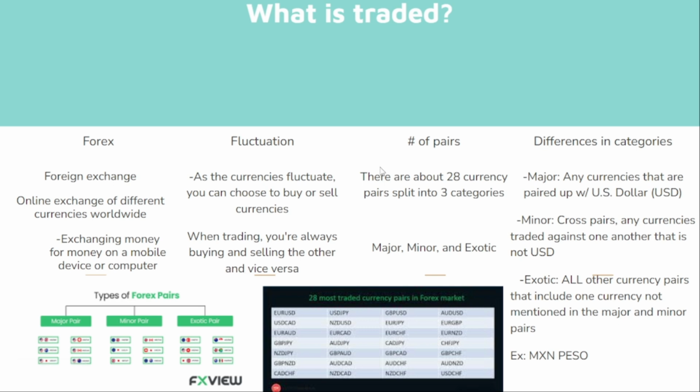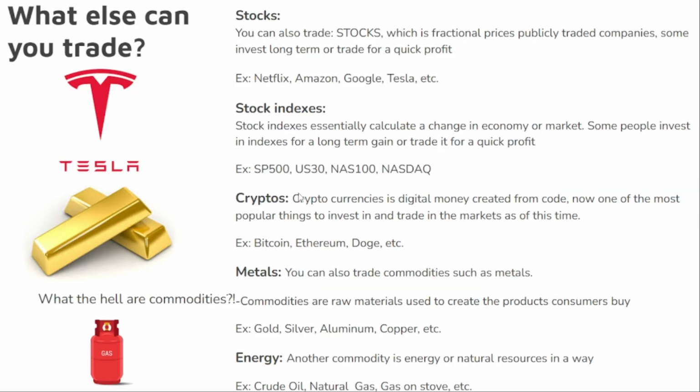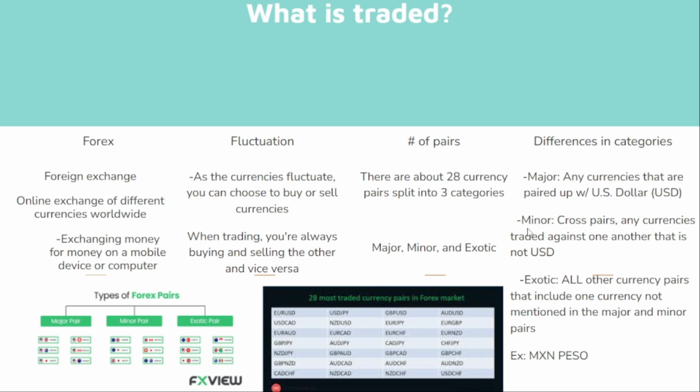And in forex, the number of pairs, because they call them pairs, and this next little topic I'm going to talk about, I'll show y'all the differences in the categories. So there are about 28 currency pairs split into 3 categories. What are the categories? It's major, minor, and exotic. What are the differences though? Because obviously you might ask yourself, what does he mean by major? What does he mean by minor? What does he mean by exotic?